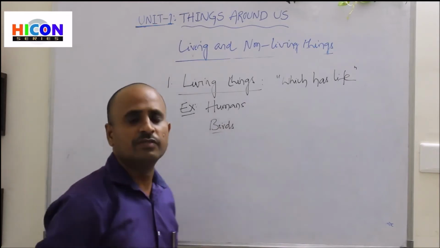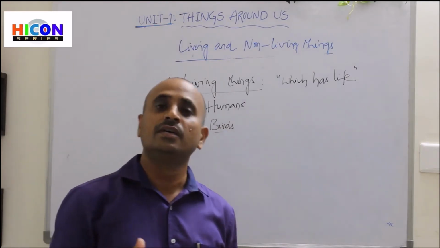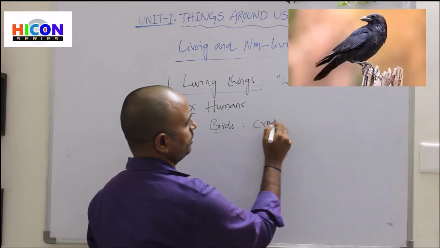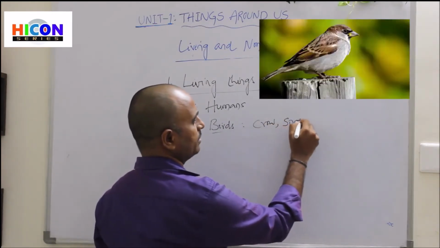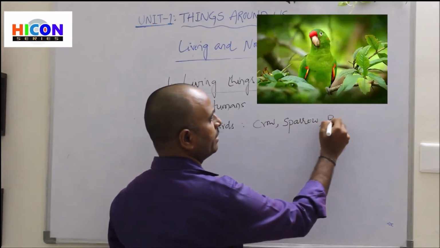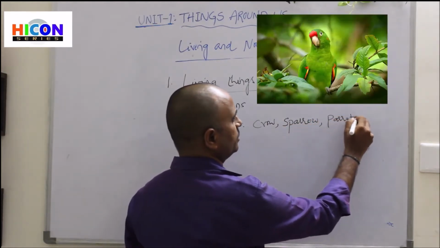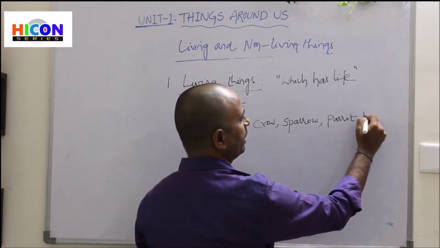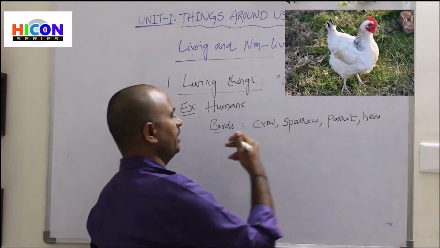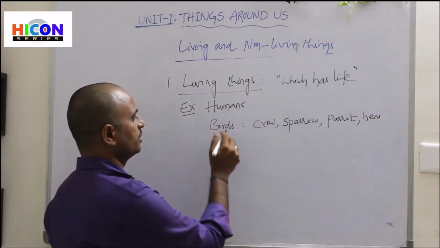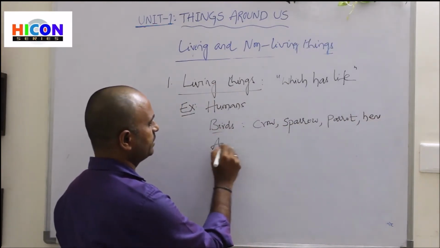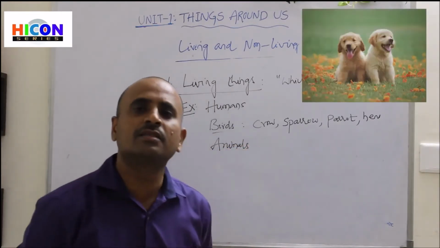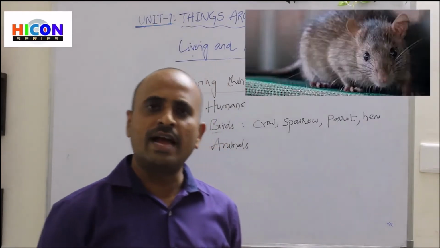Birds means we observe different types of birds daily around us, like the crow, sparrow and parrot, and hens. These are the different types of birds. And also we observe animals. Animals means dogs, cats, rats.